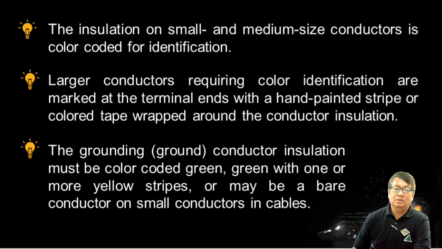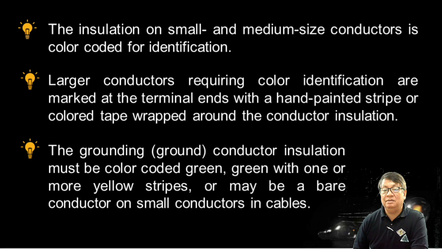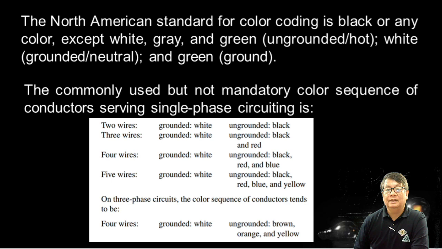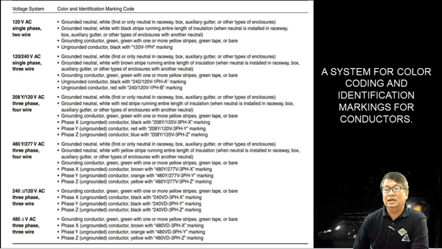These are the services that we should issue. We have this hand-painted stripe or color tape for the larger conductor requiring color identification. Then we have the ground conductor. Conductor insulation must be color-coded green with one or more yellow stripes, or maybe a bare conductor on small conductor cables. Okay, so just go over this one. This is the system for color coding identification markings for conductors.